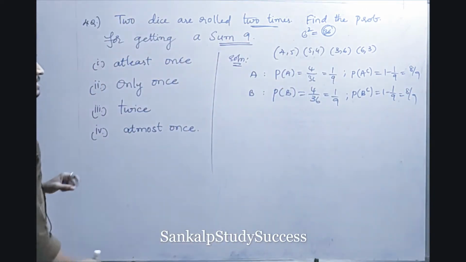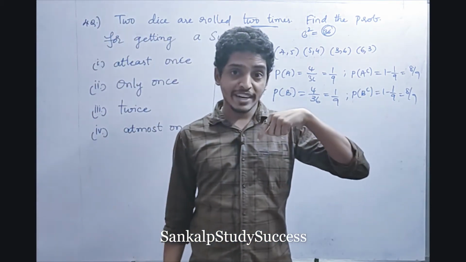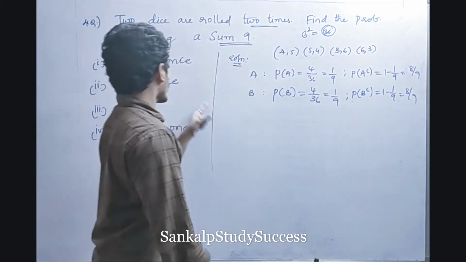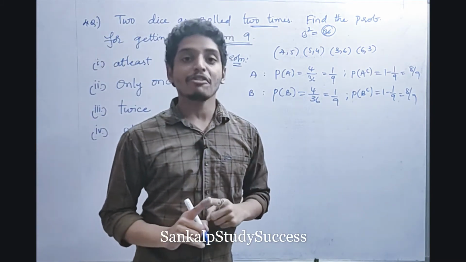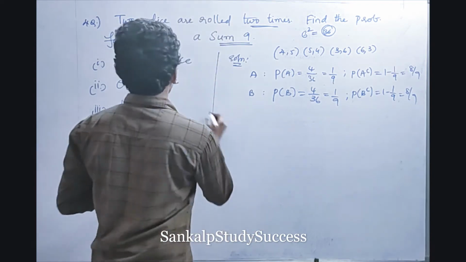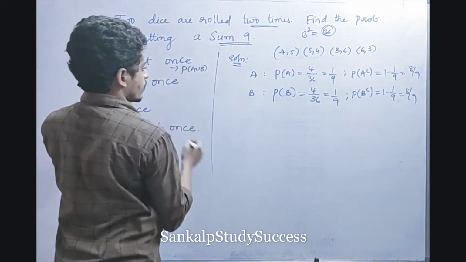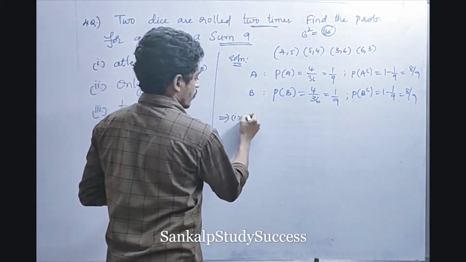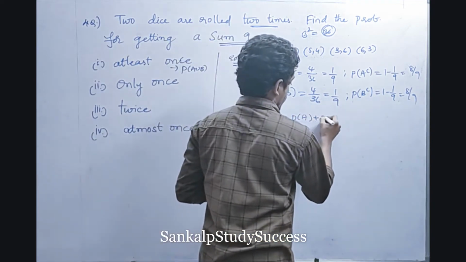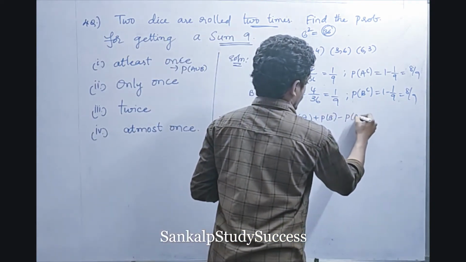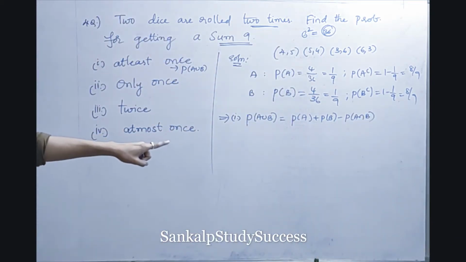Right? So what he has asked now, first one, at least once. I have already told the important formulas of probability, right? In those formulas, I told that when at least or either-or comes, you have to use a formula, that is nothing but P of A union B. Yes or no? So for this, we have to use P of A union B. It's nothing but P of A plus P of B minus P of A intersection B, right? Yes or no? Is this the formula for P of A union B? This is nothing but the addition theorem.